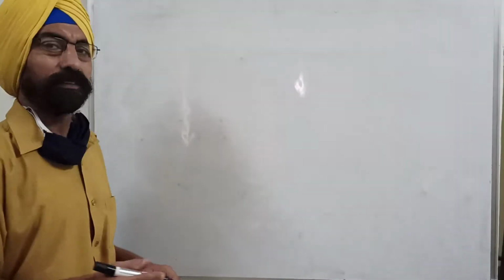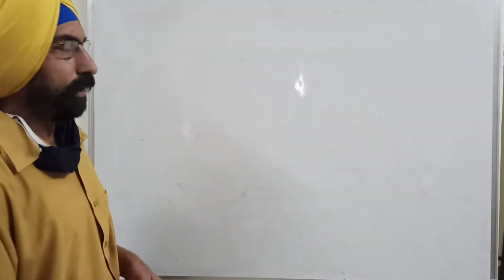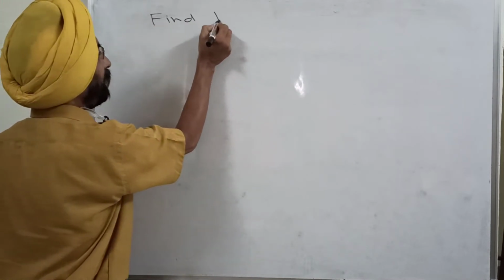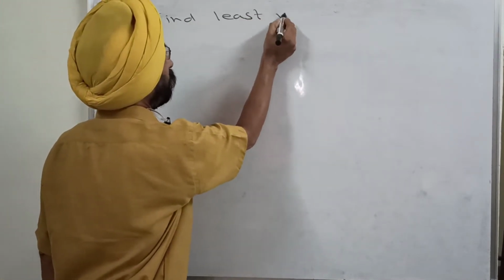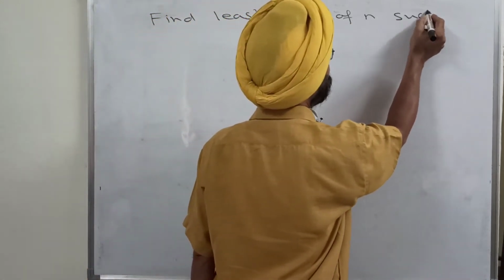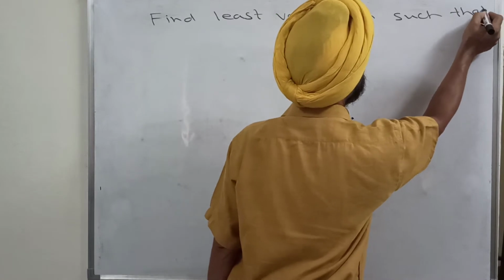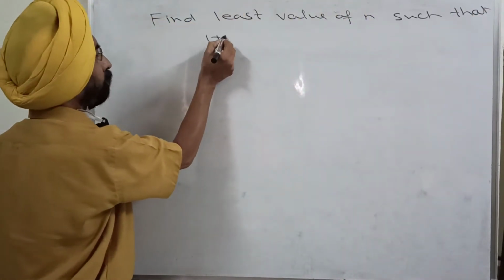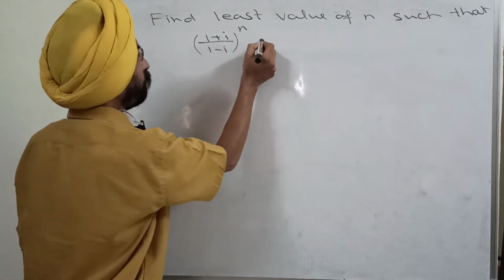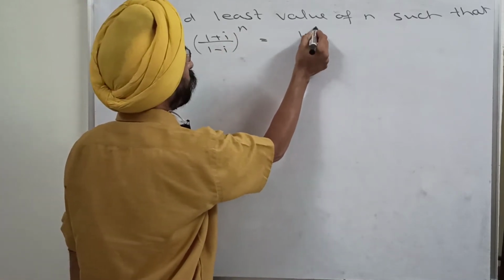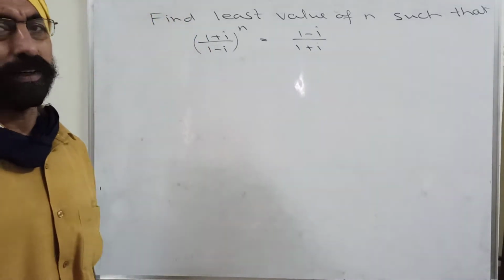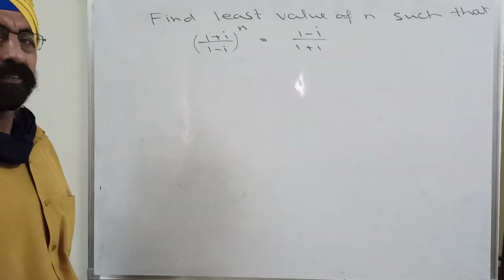So the first question which I'm going to solve today is: find the least value of n such that (1 plus iota over 1 minus iota) raised to the power n is equal to its reciprocal, 1 minus iota upon 1 plus iota. So this is our first question today.